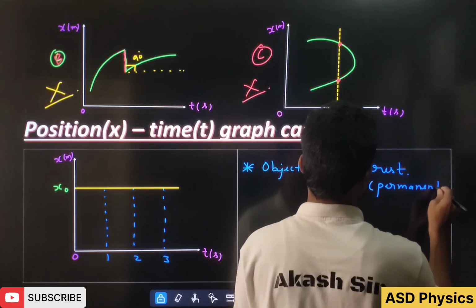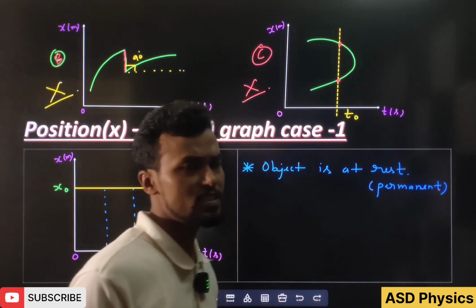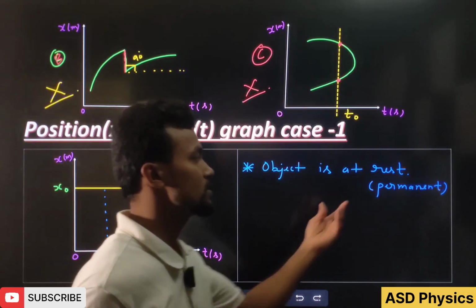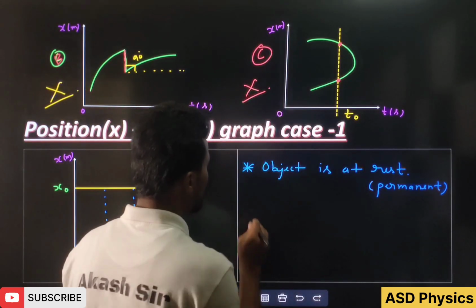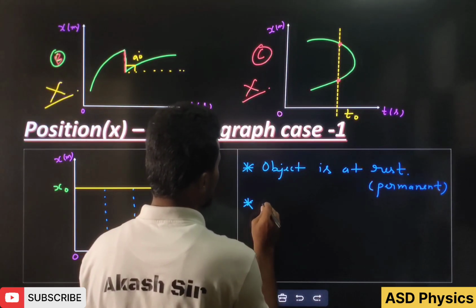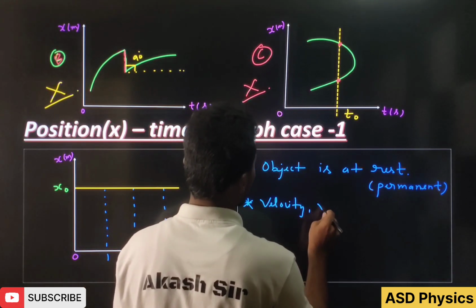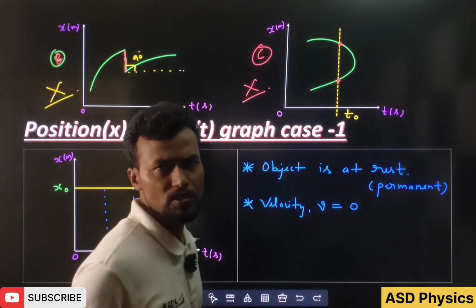Two kinds of rest are possible: permanent rest and instantaneous rest. Here the position is not changing with time at all. That means permanent rest is there. So when the object is at permanent rest, what is its velocity? The velocity will be 0.